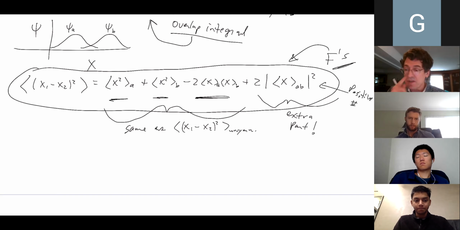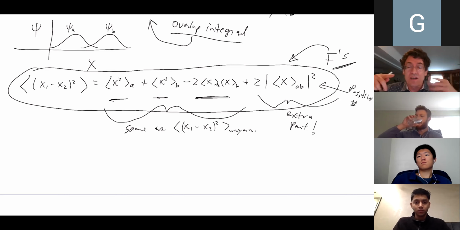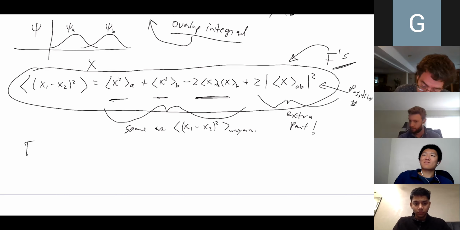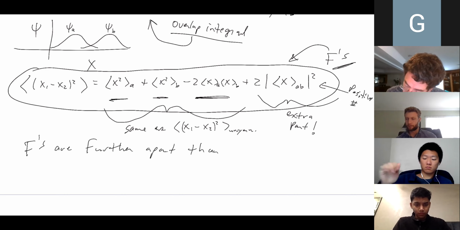That's a positive number because it's a complicated quantity. It's this weird overlap integral. So it's hard to have an intuition for an overlap integral. But whatever it is, I'm taking the magnitude squared. And so whatever it is, it's going to be positive. So that means that the distance is further apart. So the fermions are further apart than the unsymmetrized particles. Professor? Yeah.